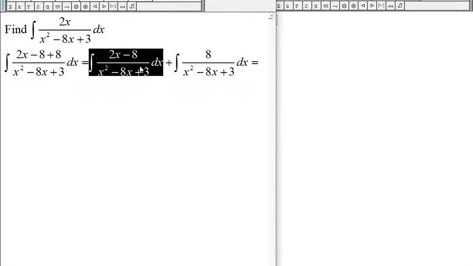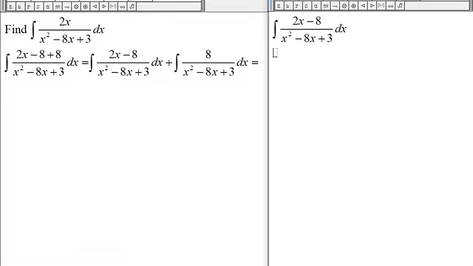So with this integral, we can let u be the x squared minus 8x plus 3, and so du dx would be 2x minus 8. So we have du is equal to 2x minus 8 dx.